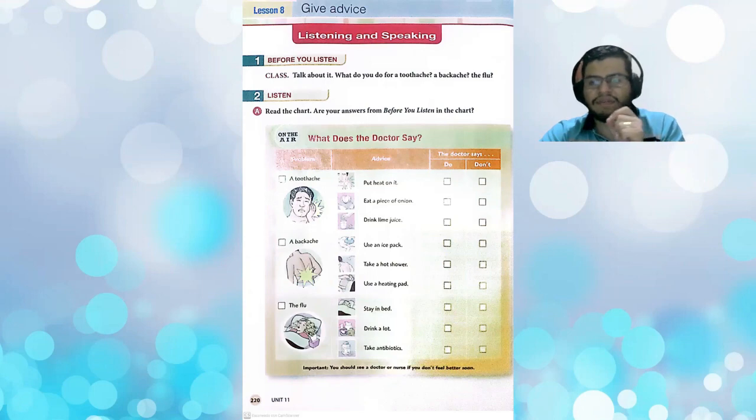A piece of onion: do or don't. Drink lime juice: do or don't. Use an ice pack: do or don't. You're going to go considering one by one of them according to the different problems.